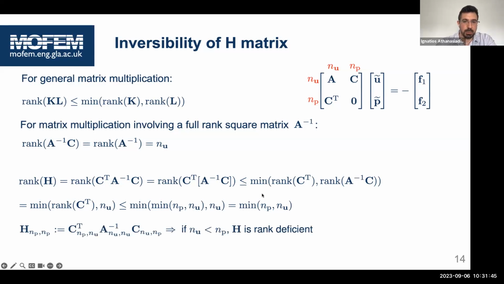So from this, we understand that if we want to have a chance to solve H, we have to have NU greater than NP. Because if NU is smaller than NP, the minimum of this will be equal to NU, that is bringing the rank deficiency of H. So only if this relationship holds could we search for invertibility of H, and therefore have a chance of a solution.